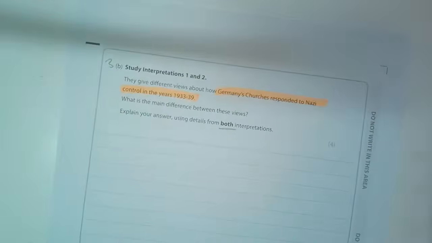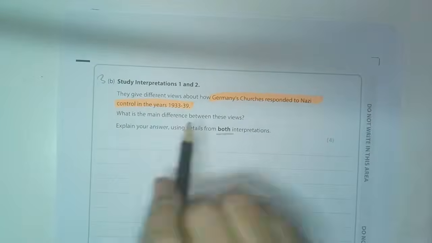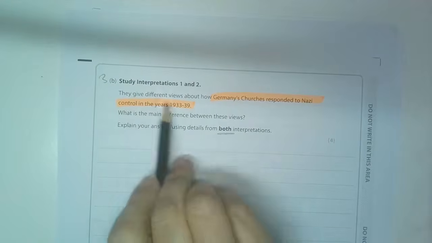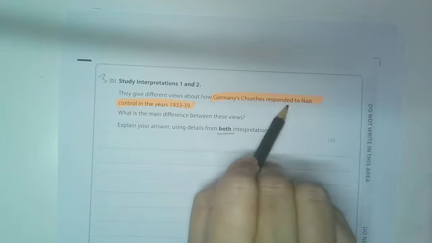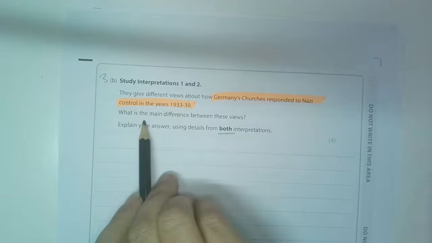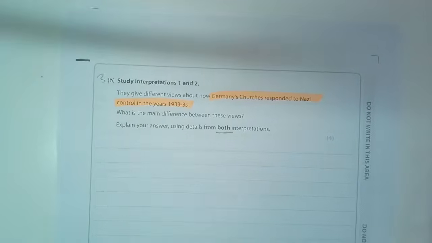4-mark question. Again, this is building you up to get your full marks on your 16-mark question. So they give different views. As we're back to study interpretations 1 and 2, they give different views about how Germany's churches responded to Nazi control in the years 1933 to 39. Again, I'm looking at the wrong question. One second. Because it is here. Here we go.